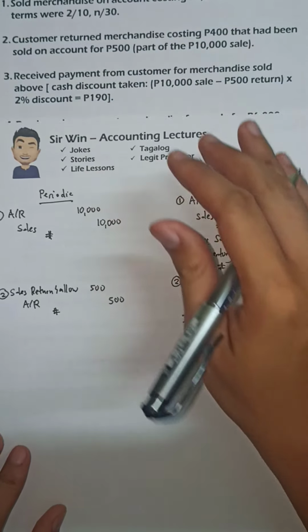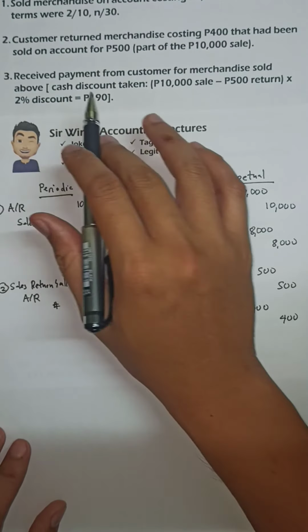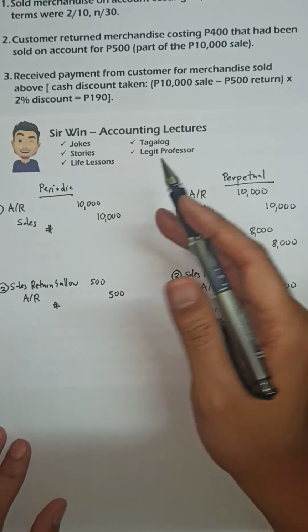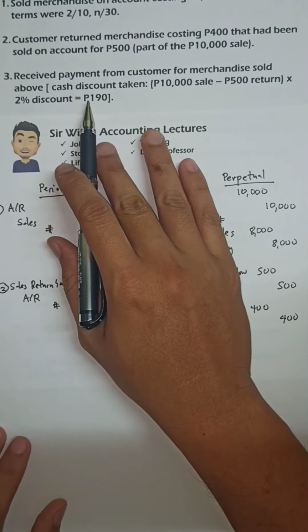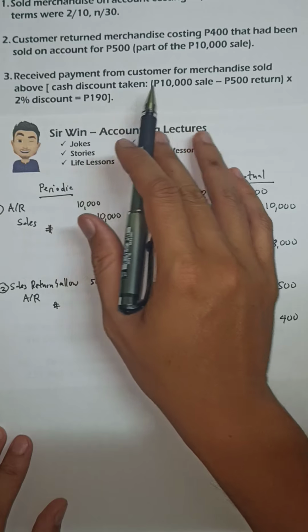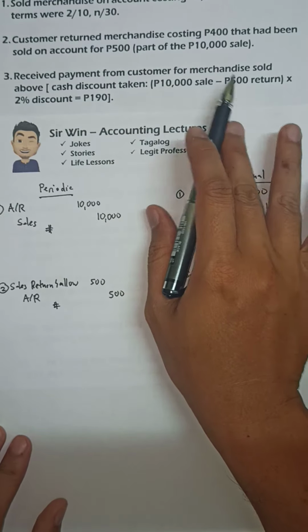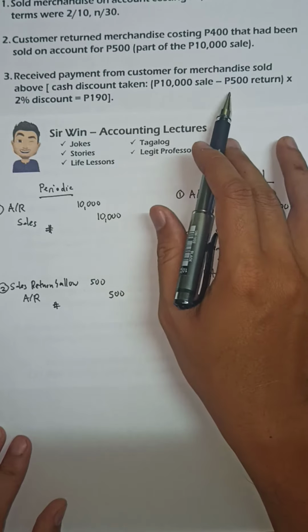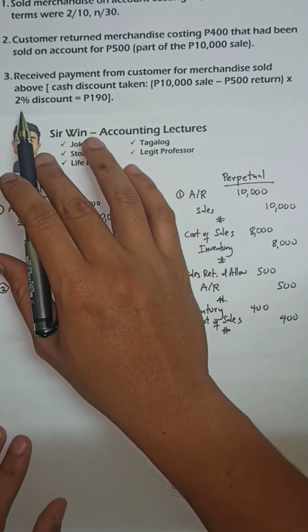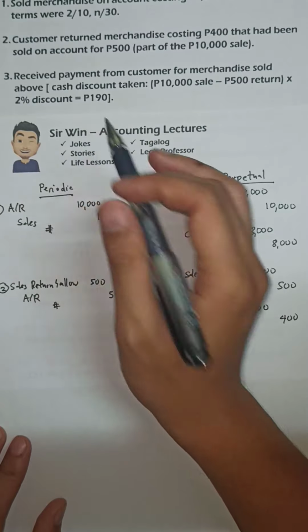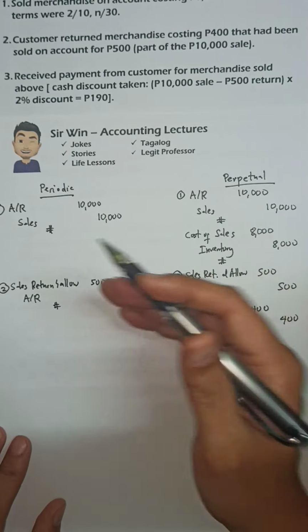Okay? Let's move on. Number 3. Received payment from customer for merchandise sold above. Okay? So, meron pa nga actual computation. The cash discount taken is actually the 10,000 sales, okay, minus the return of 500 yung kanina. So, basically, 9,500 yung natira. Ang sabi, merong discount. Kunwari, merong ganon. Okay? So, that would be 190 just to compare.